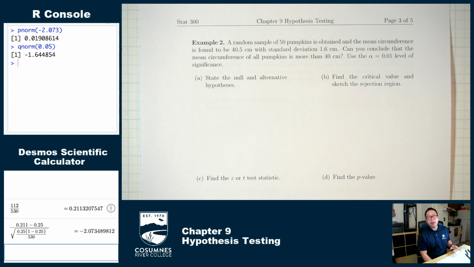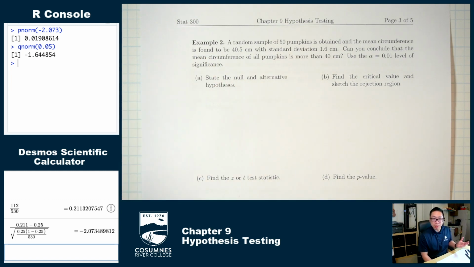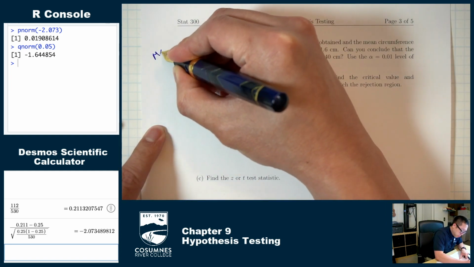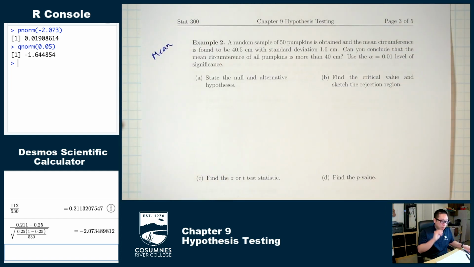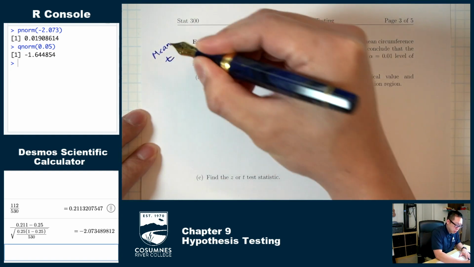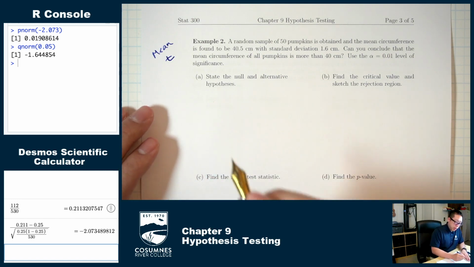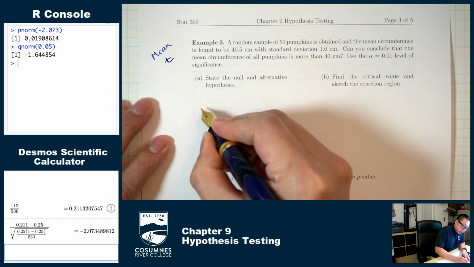The first thing we need to decide is whether we're talking about proportions or means. I see the word mean here. Can you conclude that the mean? This is definitely going to be a mean question. And then just to remind myself, for means, I should be using t's throughout this problem. For proportions, you should be using z's. Part A, state the null and alternative hypotheses.